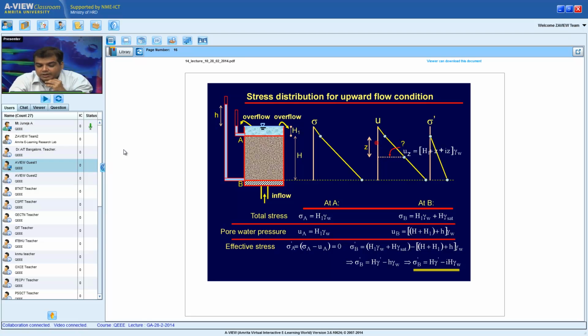Then over here, Z times the unit weight of water, and then because it's downward flow, I'm sorry, in this figure it's upward flow.